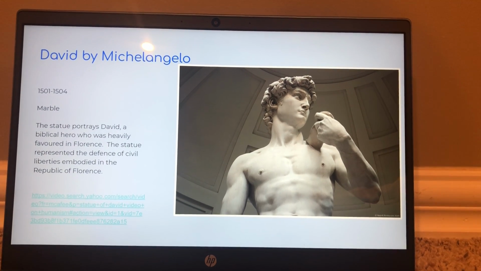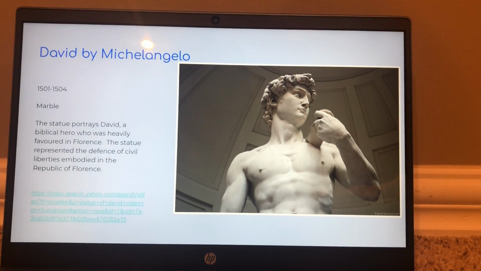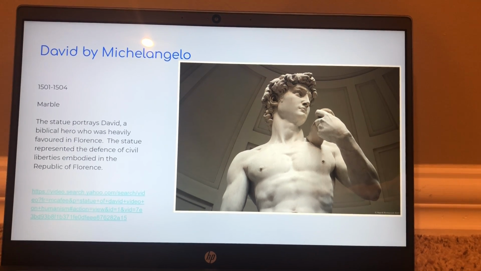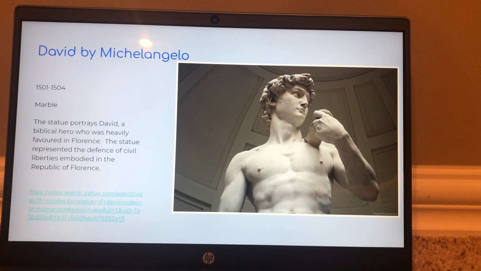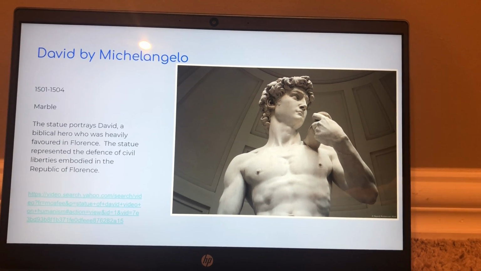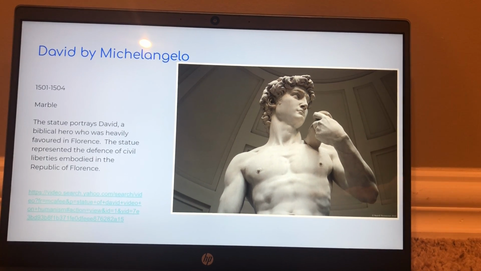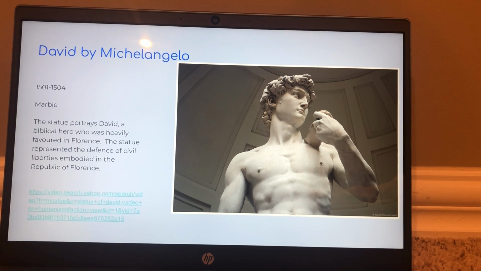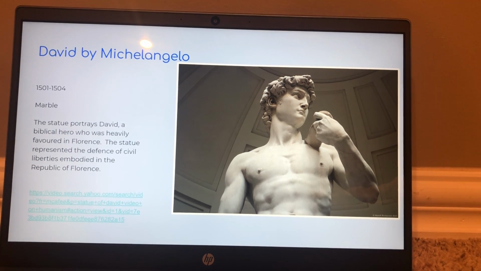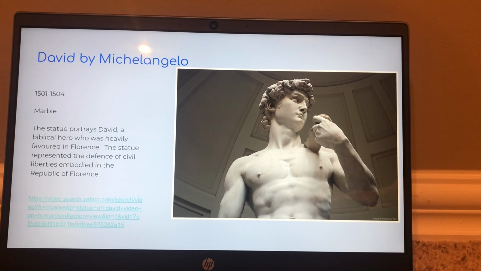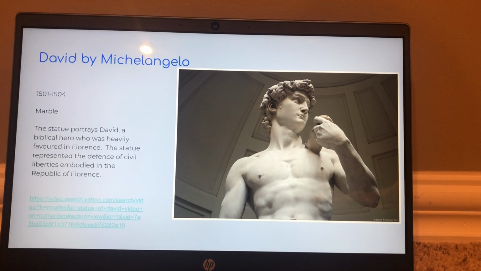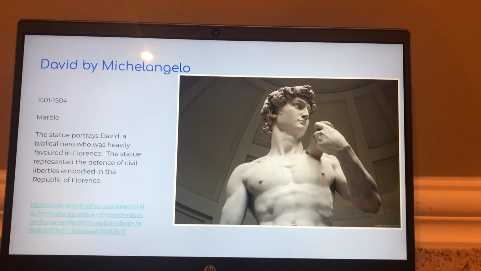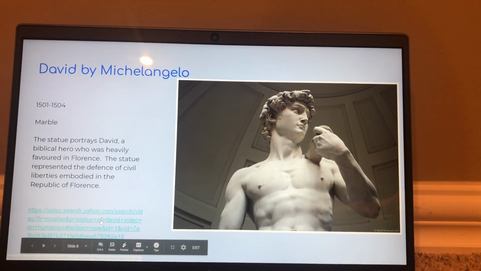Finally, I will be talking about the Statue of David by Michelangelo. This statue was created from 1501 to 1504, and it was made out of marble. The statue portrays David, a biblical hero who was heavily favored in Florence. The statue represented the defense of civil liberties embodied in the Republic of Florence. And here's a short video on the Statue of David.